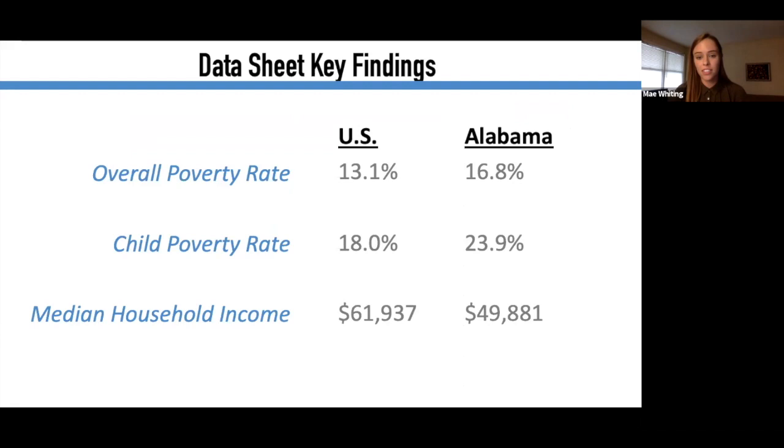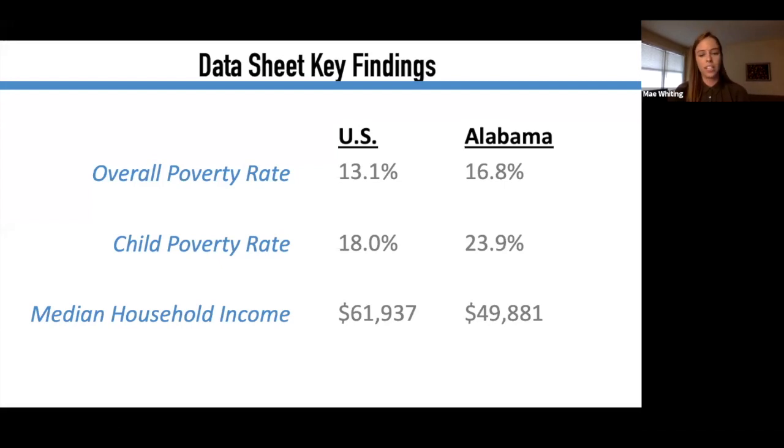10 counties in Alabama have a poverty rate higher than 25%, and 8 of those counties have poverty rates higher than 30%, meaning close to 1/3 or more of the county's residents live below the federal poverty line. Additionally, the child poverty rate in the US is 18%, while the child poverty rate in Alabama is 23.9%.